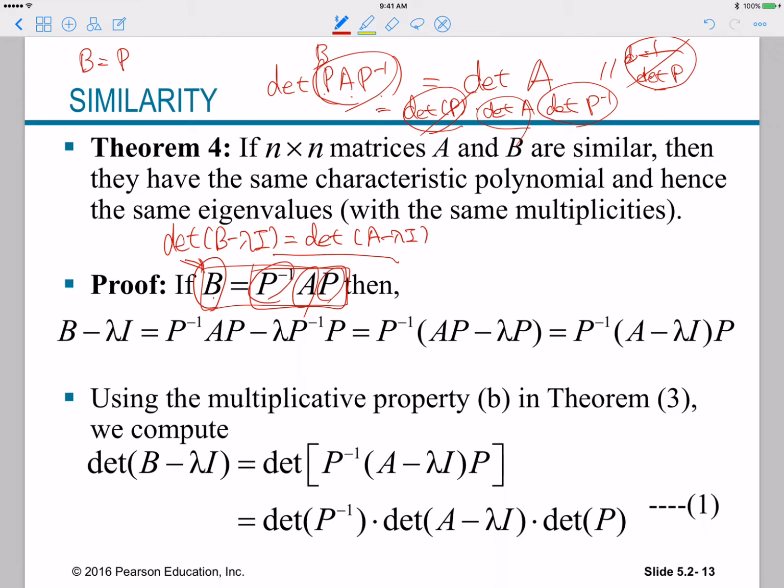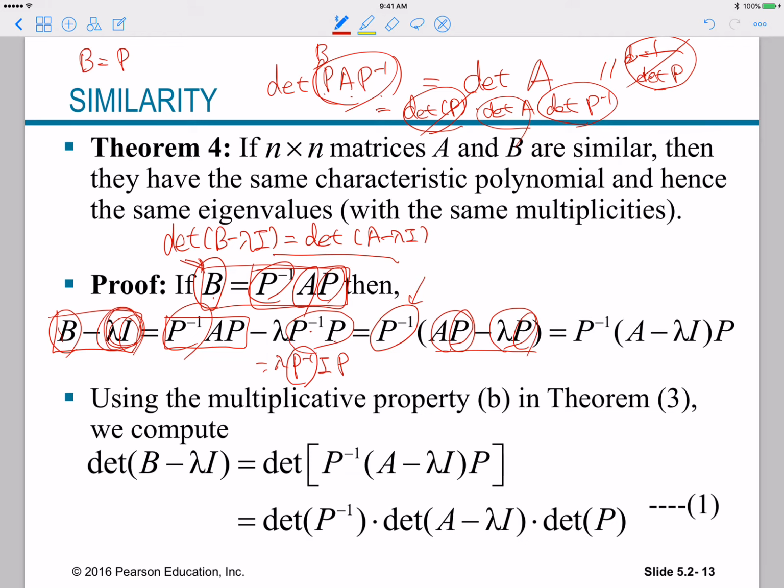So let's just simply prove that. B minus lambda I, where B can be represented in this form, and lambda I can be represented as P inverse P times lambda. In this case, we can represent them as lambda times P inverse, identity matrix, and P. In this case, we can factor these two matrices out because they are multiplied on the left and on the right. The remaining part will be A P minus lambda P. And then we can further factor out the P on the left and P inverse on the right, and the middle part will be A minus lambda I.